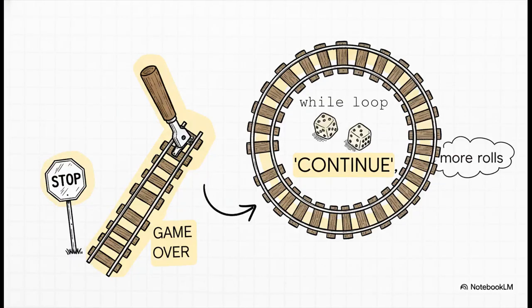So what happens if that first roll isn't a 7, 11, 2, 3, or 12? Well, the script sets a variable, game status, to the word continue. You can think of this variable like a light switch. It tells our program, hey, the game isn't over yet. We need to keep going. It's the trigger to enter a loop for all the next rolls.